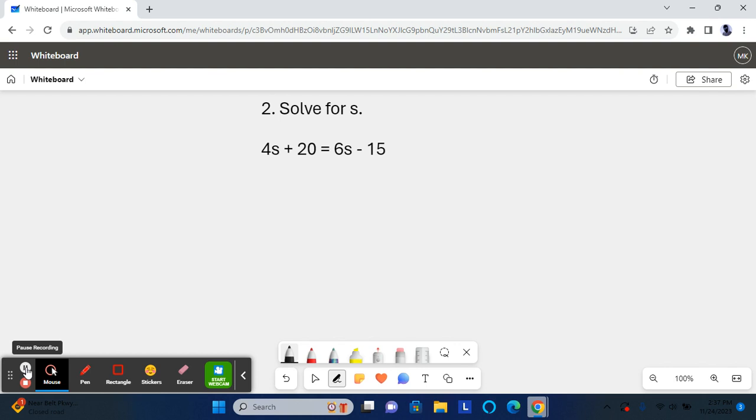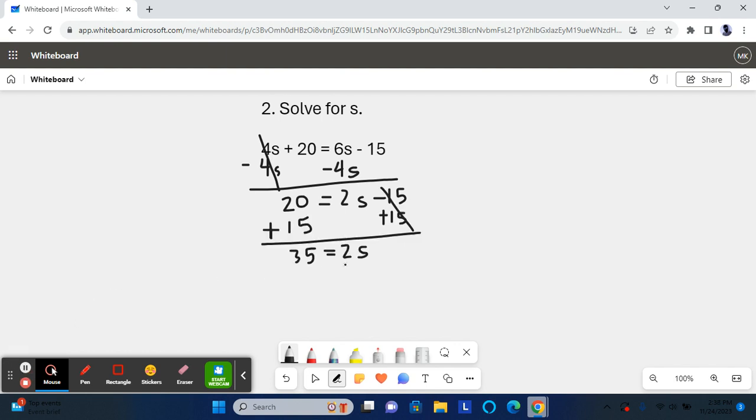We have to subtract 4s from both sides. And now we add 15 to both sides, so it leaves us with 35 equals 2s. And now we can isolate the variable by dividing 2 on both sides. This gives us 35 over 2 equals s. Let's move on to the last problem.